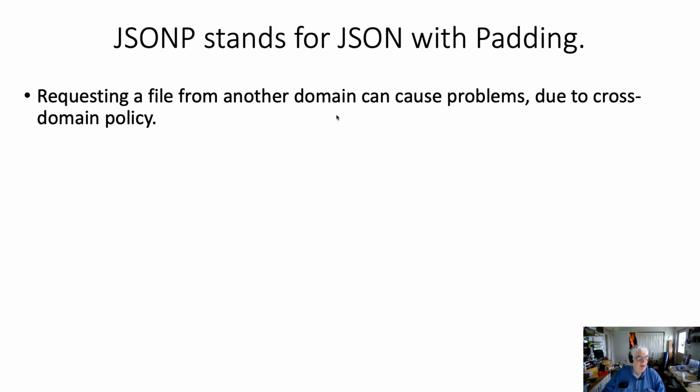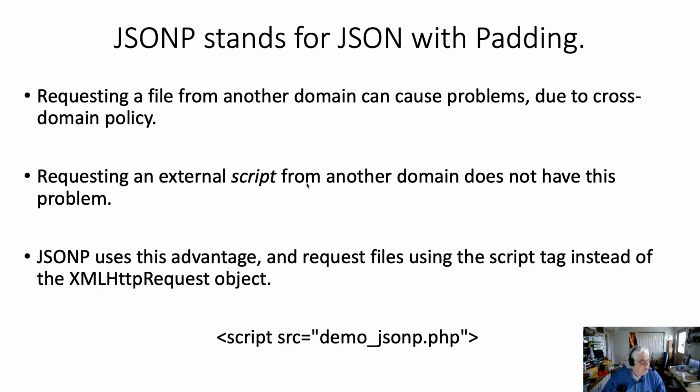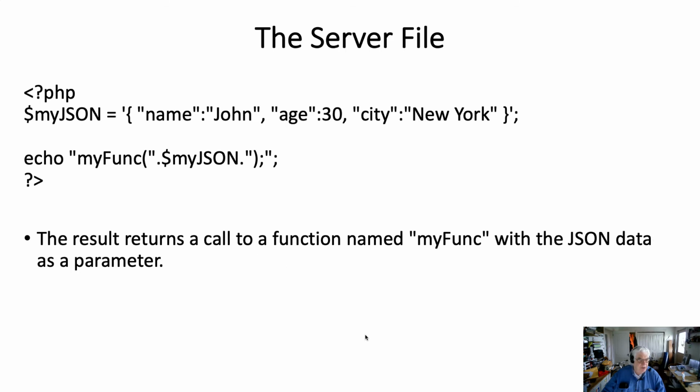Requesting a file from another domain can cause problems due to the cross-domain policy we've talked about, but requesting an external script from another domain does not have this problem. So JSONP is how we get there. It uses that advantage to request a file. So you have something like script src equals, and then we make a call to, and this could be fully defined, some PHP someplace in the universe. The server's file would build the JSON, echo that JSON out, and the result returns to a function called my function.